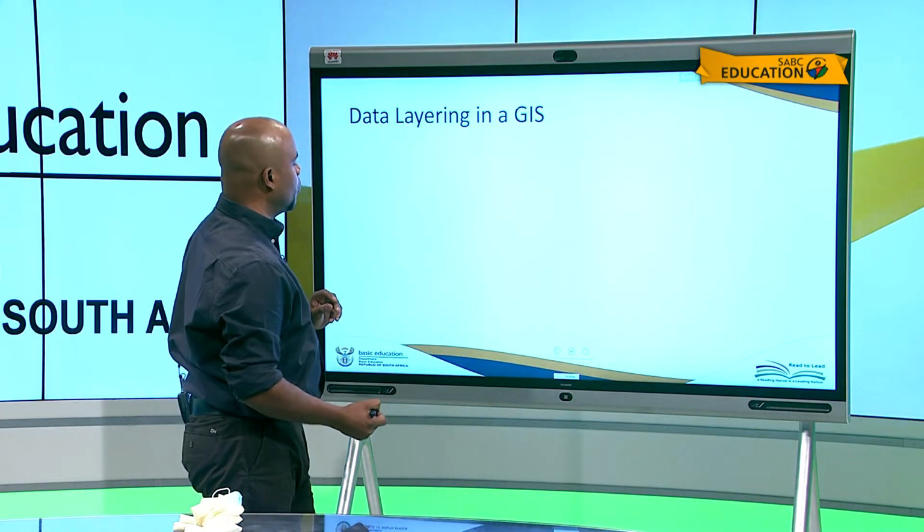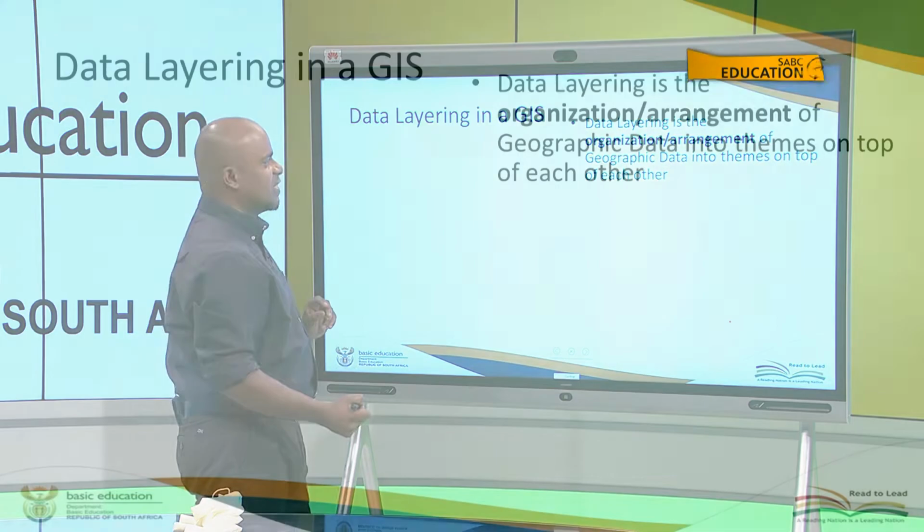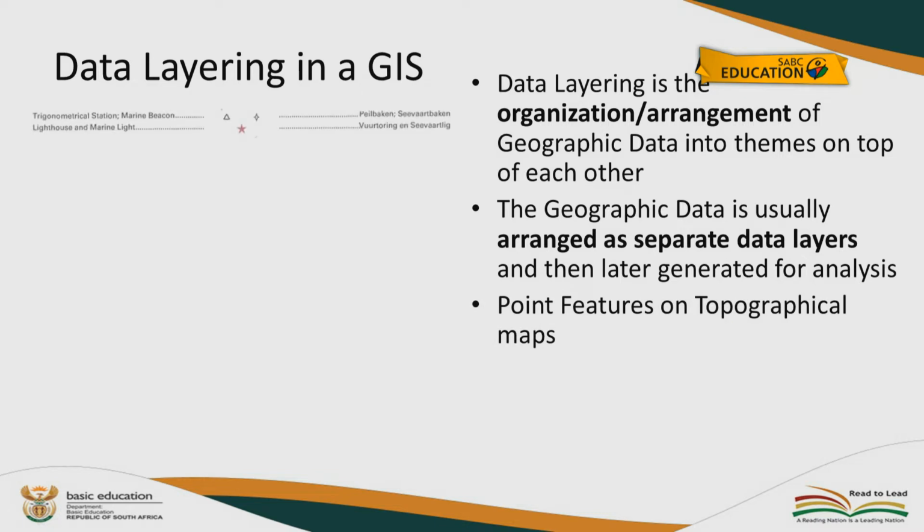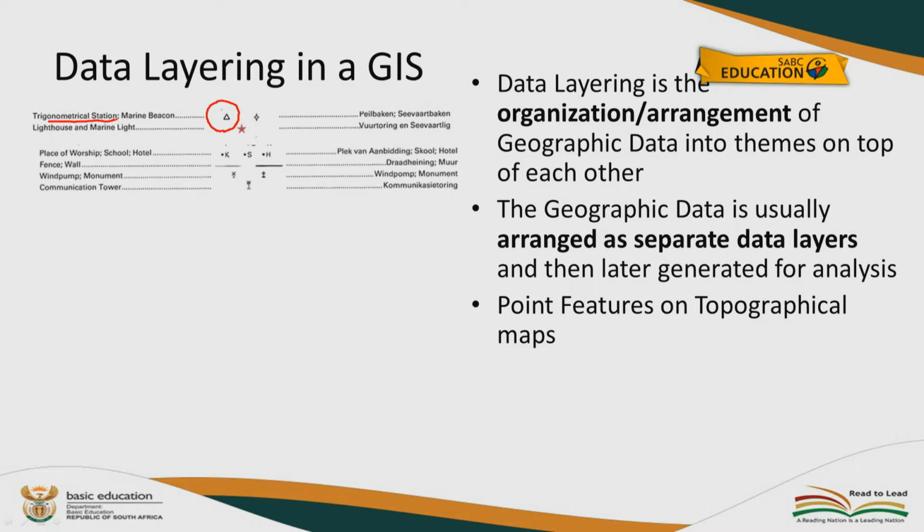In this example, we will look at the following. Data layering is in terms of organization and arrangement. However, what's important is the reference on a topographical map. Note that your reference plays a key aspect in explaining and understanding the information on your topographical map. The point features, for example, what we're familiar with, trig beacons, which we're going to call trigonometrical stations. Other point features include places of worship. Remember, H is your hospital, and these are also found on topographical maps.